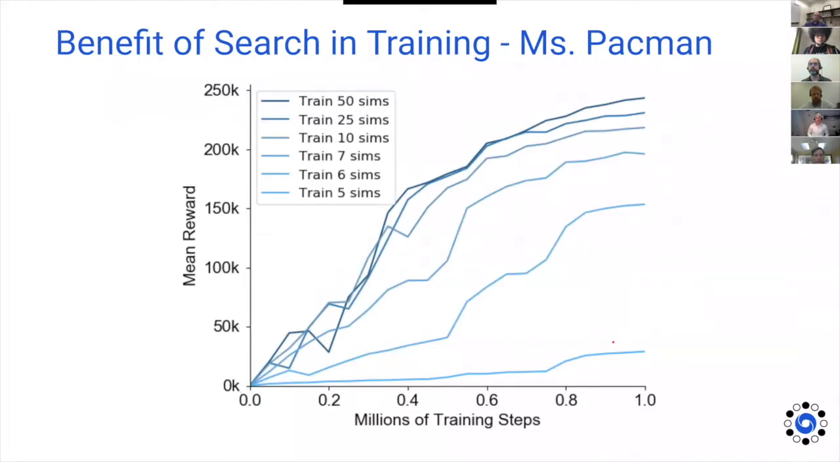We also looked in more detail at the benefits of search. In this plot, we varied how much search we did over the course of training. Every line is a separate experiment with a different number of simulations per move, and all of those lines were evaluated at the same budget to make sure that we can compare them fairly. You can see that as we train with more simulations, we obtain better and better performance, both in terms of learning faster at the beginning and in terms of achieving a higher performance at the end. But what was really astonishing for me was that even with, say, 6 or 7 simulations, which is very little, even fewer than the number of actions in Pac-Man and Atari, we could already achieve quite strong performance. But it's also nice to see that the scaling continues as we add more simulations.